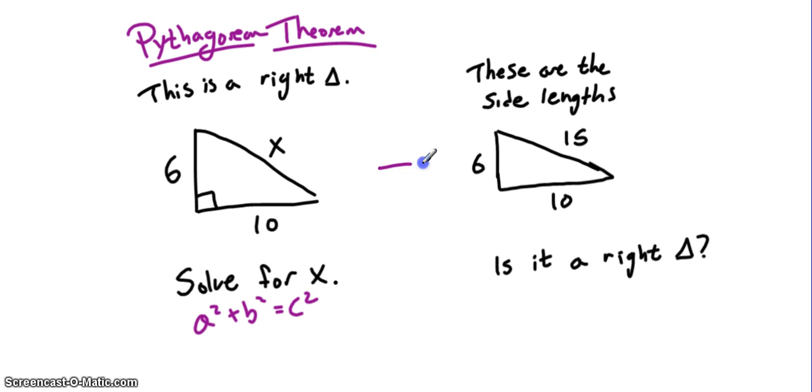On the other hand, we could be told that we already have the side lengths. We already know that this triangle has side lengths of 6, 10, and 15. And we're not going to try and figure out any other side lengths because we're already given them, but instead we're asked, is this a right triangle? This is called the converse of the Pythagorean theorem. Because normally we would be given that it was a right triangle to start and then solve for one of the sides. But in the converse, we are given all the side lengths and asked, is it a right triangle? Let's see how that works.